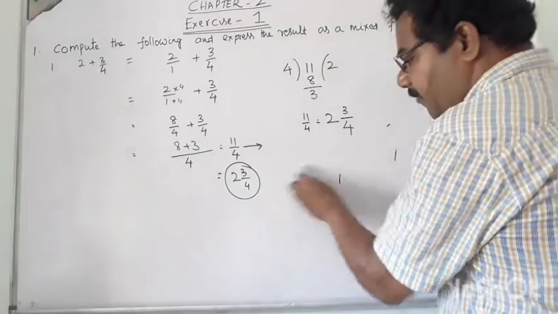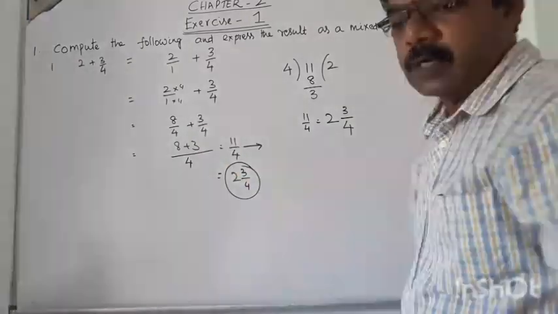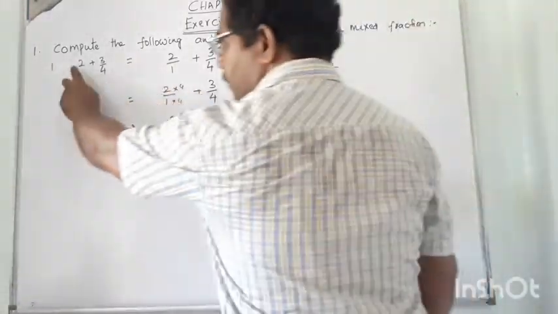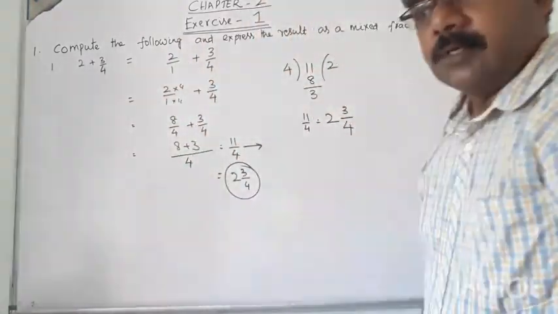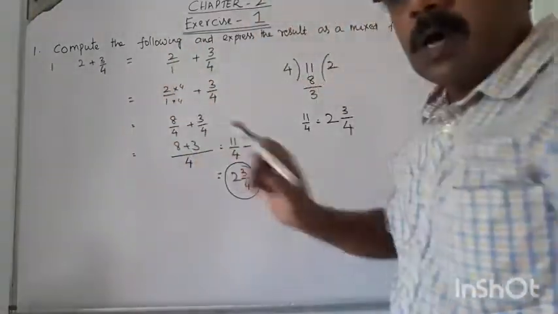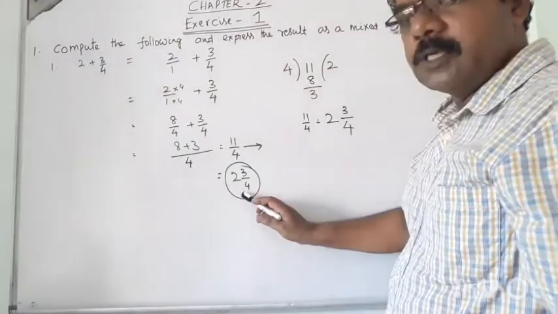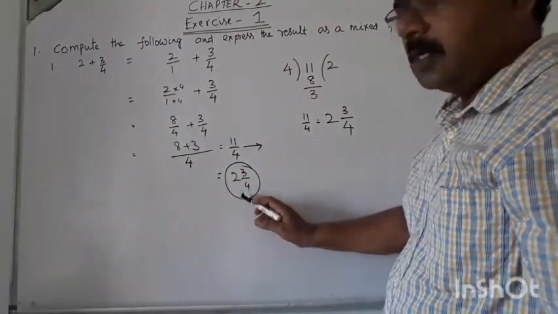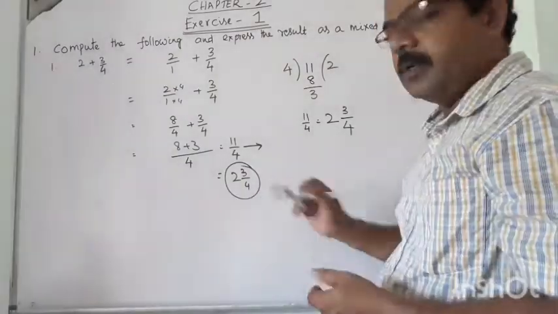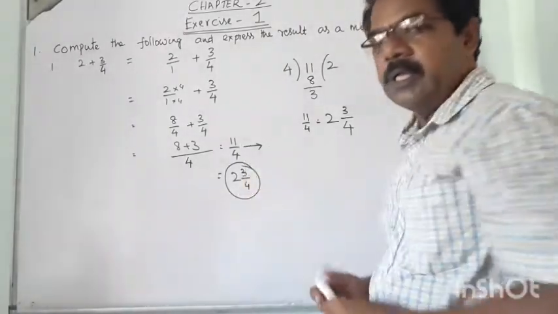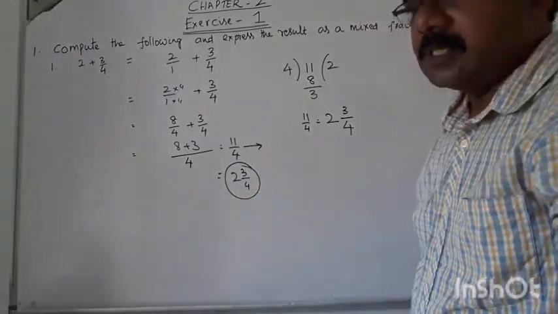We can confirm the result whether it is true or not. For that purpose we use it like this. But we have to do the sum like this. 2 plus 3 by 4 means we have to solve it. Finally we got the answer 2 and 3 by 4, the mixed fraction. After converting we got a mixed fraction; before that we had only an improper fraction. Okay, this is the first sum.